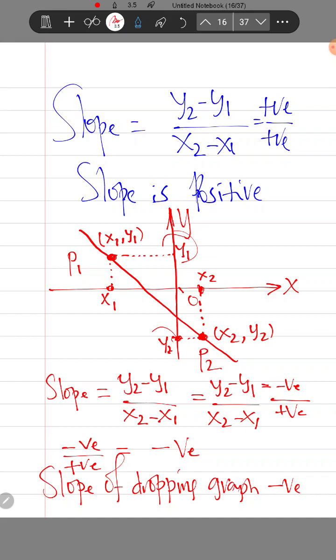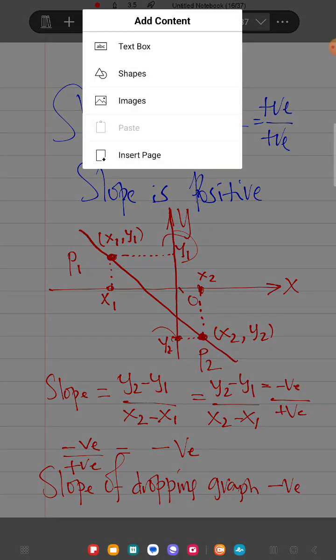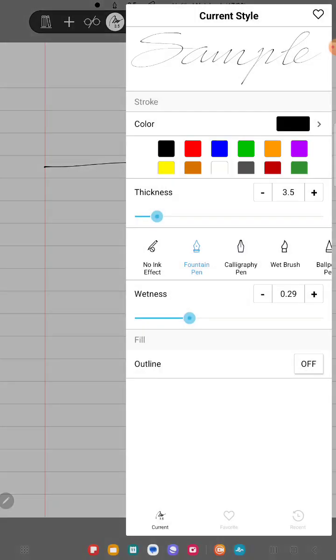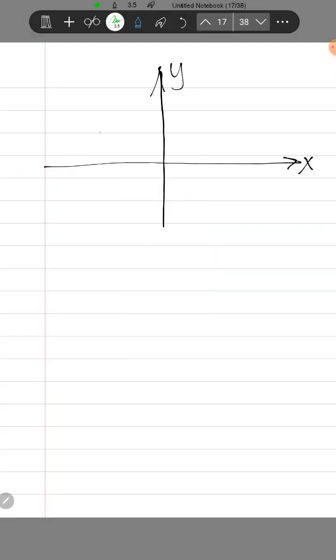All right, let's analyze some more slopes of a graph. What about the slope of a horizontal line? Let's create one horizontal line here. We have the y-axis here, and we have an x-axis here. Let's sketch a horizontal line.